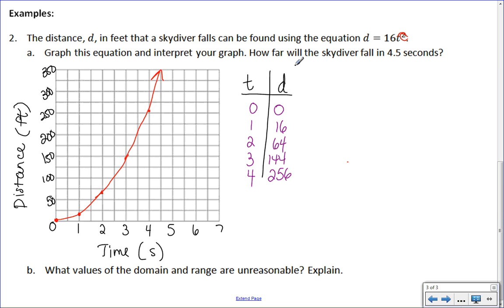The question asks, how far will the skydiver fall in 4.5 seconds? Well, you can see, it also asks you to interpret the graph. You can see here that as time increases, the distance that the skydiver falls increases. But it increases a lot faster as time goes on. So he starts falling faster and faster as the time goes on. At 4.5 seconds, we can see on the graph that it's up here somewhere. We're going to want to use the equation to figure out exactly where. So at 4.5 seconds, we have d equals 16 times 4.5 squared. And we'll use the calculator to get the value there.